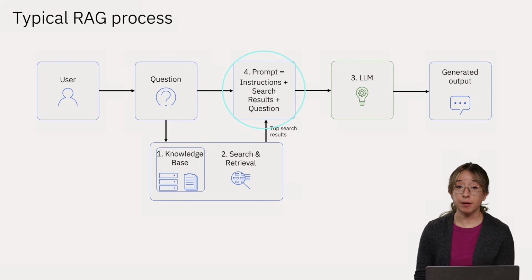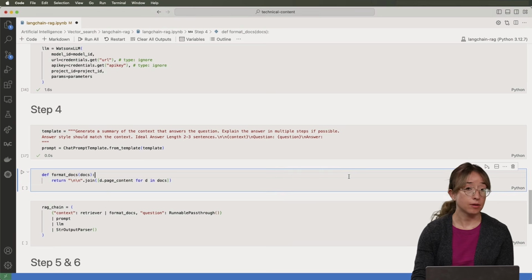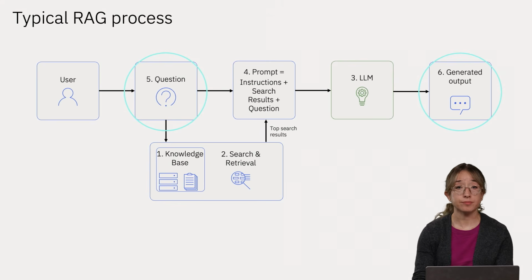In step 4, we'll set up our prompt, which will combine our instructions, the search results from step 2, and our question to provide context to the LLM we just instantiated in step 3. First, let's set up instructions for the LLM. We'll call it template because we'll also set up our prompt using a prompt template and our instructions. Let's also set up a helper function to format our docs to differentiate between individual page content. Finally, as part of this step, we can set up a RAG chain with our search results from our retriever, our prompt, our helper function, and our LLM.